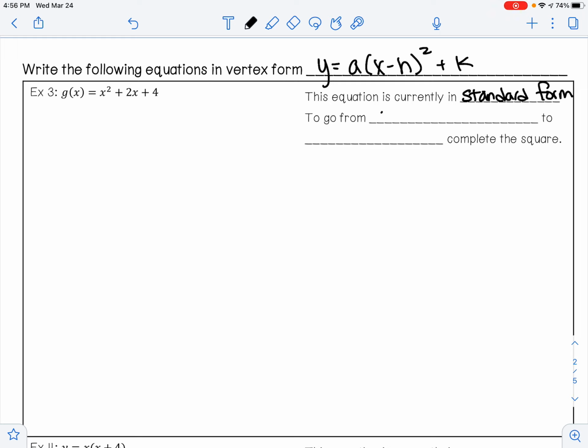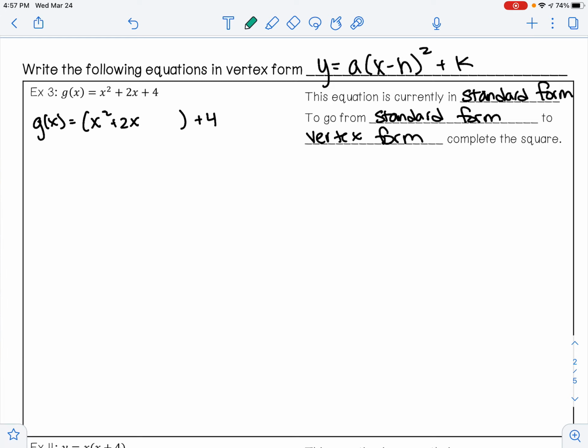To go from standard form to vertex form, we are going to complete the square. So I'm going to take my x's and I'm going to put them inside the parentheses. And then I'm going to take my constant of 4 and I'm going to write it on the outside of the parentheses.